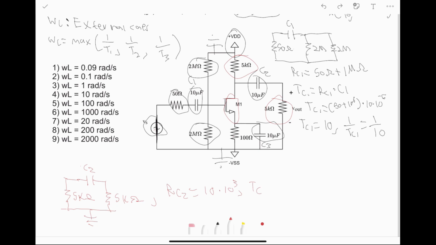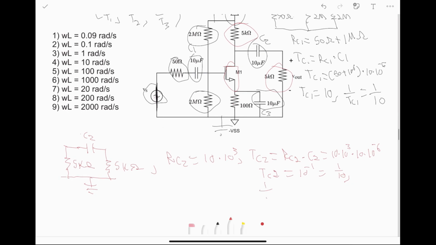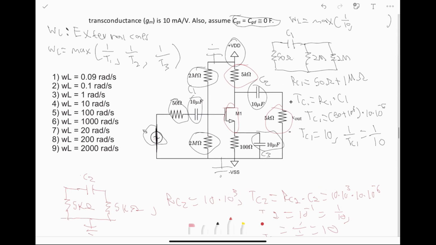So tau C2 is going to be equal to RC2 times C2, which is equal to 10 times 10 to the third times 10 times 10 to the negative 6, which means tau C2 is equal to 10 to the negative first, which is equal to 1 over 10. So if we want to find the inverse of tau C2, it's just going to be 1 over 1 over 10, which is equal to 10. So that's our second value.